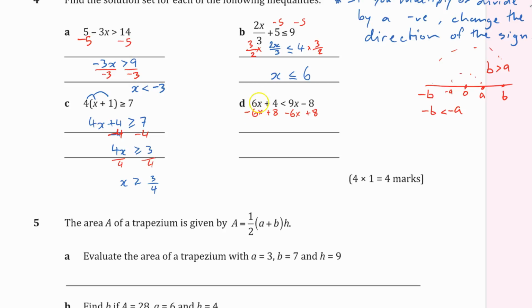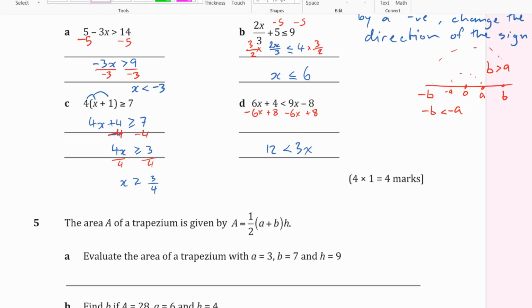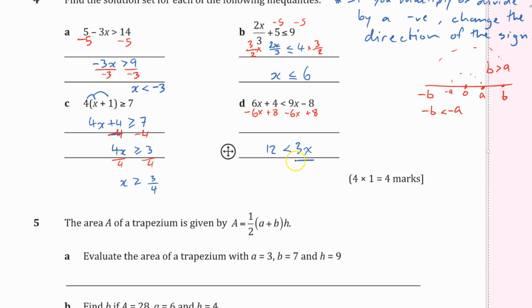What do I end up with? The left-hand side, it's just 12. 4 plus 8 is 12. Is less than, on the right-hand side, 9x minus 6x is 3x. And the 8's cancel. Last step, to get 3x on its own, changing colour, still causing me problems. Divide by 3 on each side.